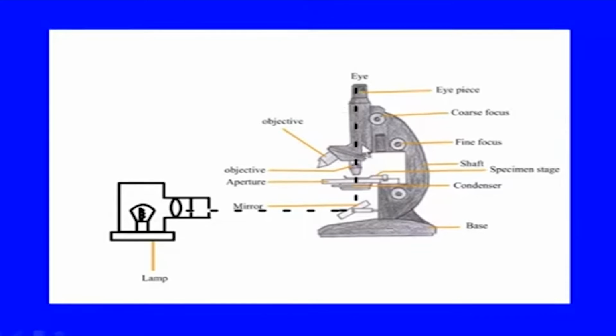Now, after the objective, there is a tube here which connects the objective to the eyepiece. The objective forms an image which will be real and inverted, because the specimen is placed a little farther than one focal length from the objective. So, a real inverted image is formed here. The inverted image formed acts as an object, and the eyepiece, which is connected at the other end of the mechanical tube, will make a virtual image.